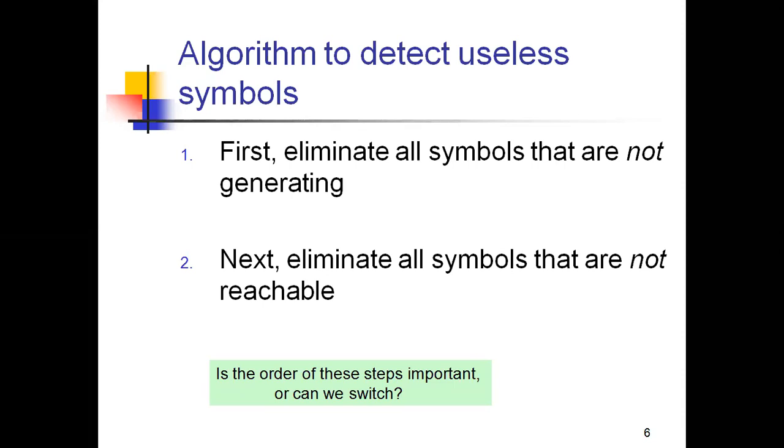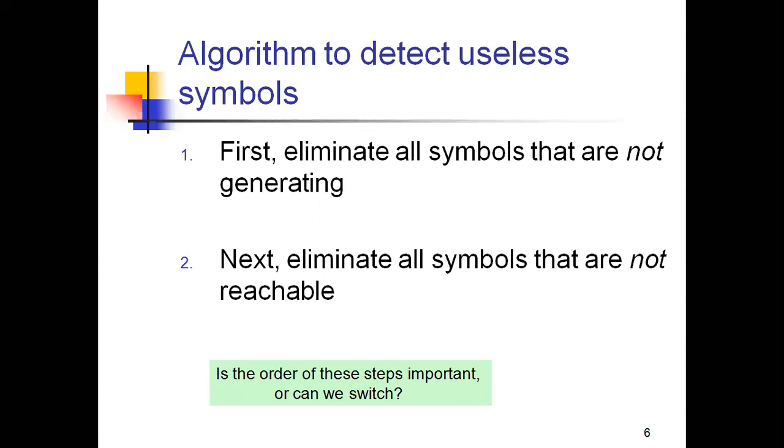In that algorithm, the first thing we need to do is eliminate all the symbols that are not generating. That means first we need to check which rules are going to generate strings and which rules are not going to generate strings, and we eliminate those. And then after that we need to eliminate all the symbols that are not reachable.